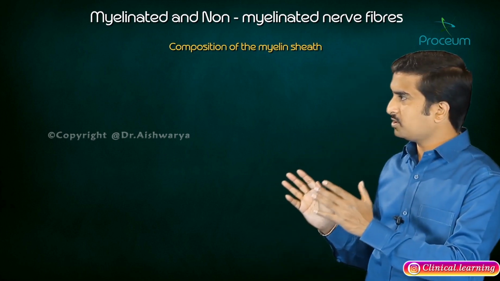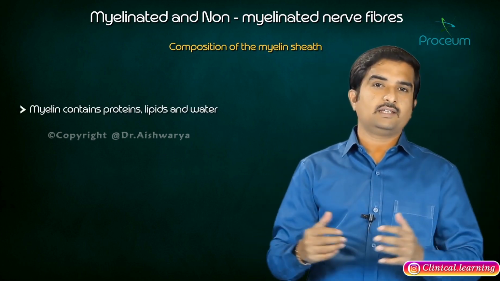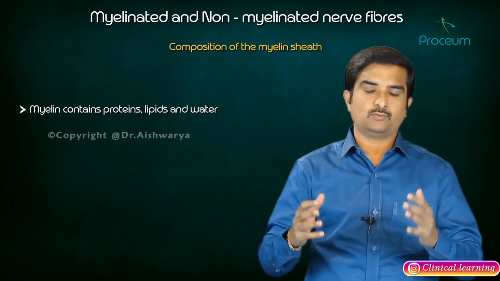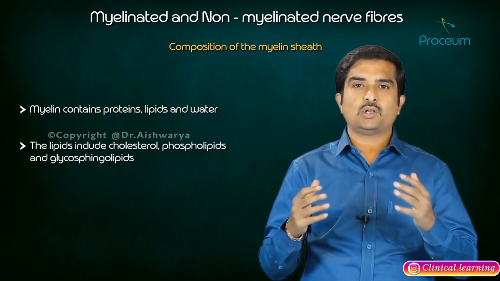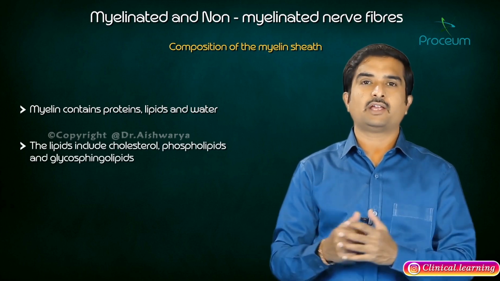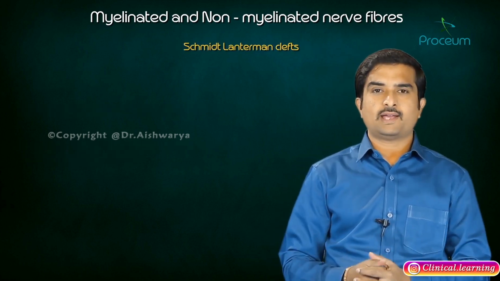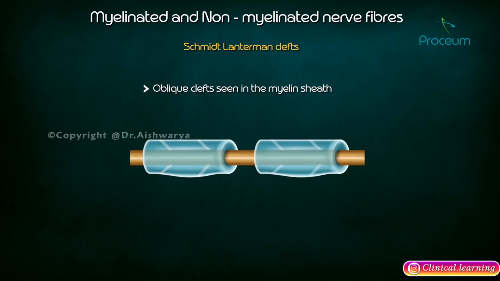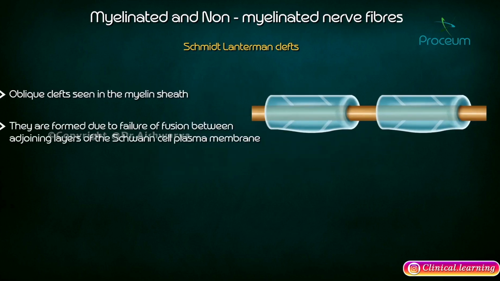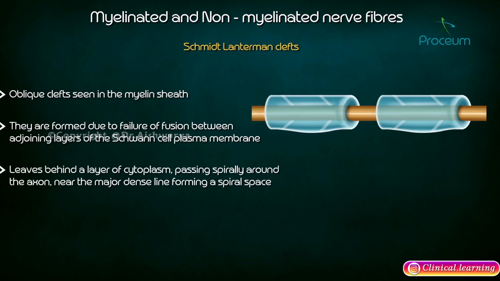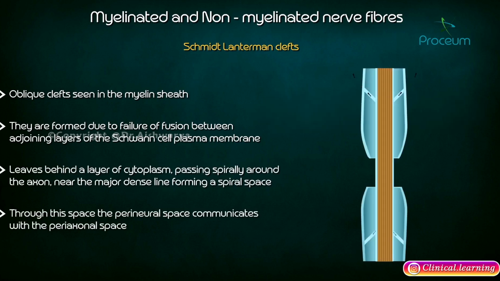And what is the composition of the myelin sheath? The myelin contains proteins, lipids and water. The lipids include cholesterol, phospholipids and glycosphingolipids. Schmidt-Lantermann clefts are oblique clefts which are seen in the myelin sheath, and these are thought to be formed due to the failure of the fusion of the adjoining layers of the Schwann cell's plasma membrane, leaving behind a layer of cytoplasm that passes spirally around the axon near the major dense line, forming a spiral space through which the perineural space communicates with the periaxonal space.